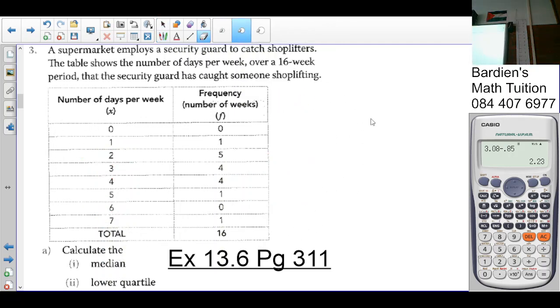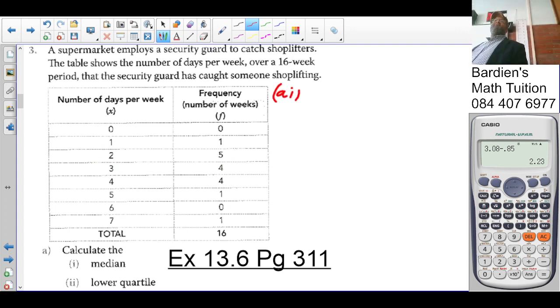Right. So let's see what the question is asking me. They say the median. The median is the middle number of sorted data. Is our data sorted? Yes. So there are no zeros. There's one 1, 5 twos and so on. I can do one of two ways. I can either write out the values, or I can use the table. Which one do you want me to use? Write it out, it's easier to see it like that.